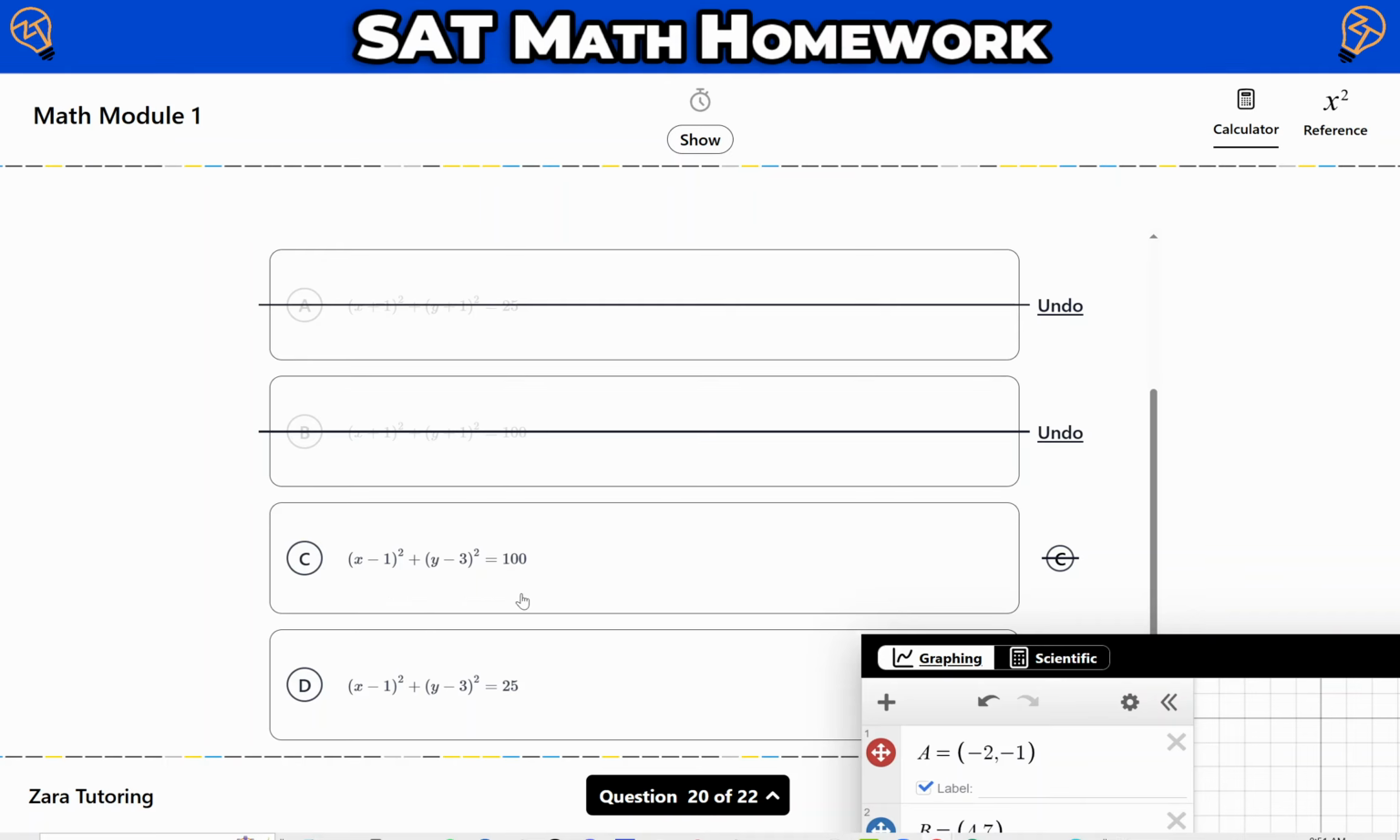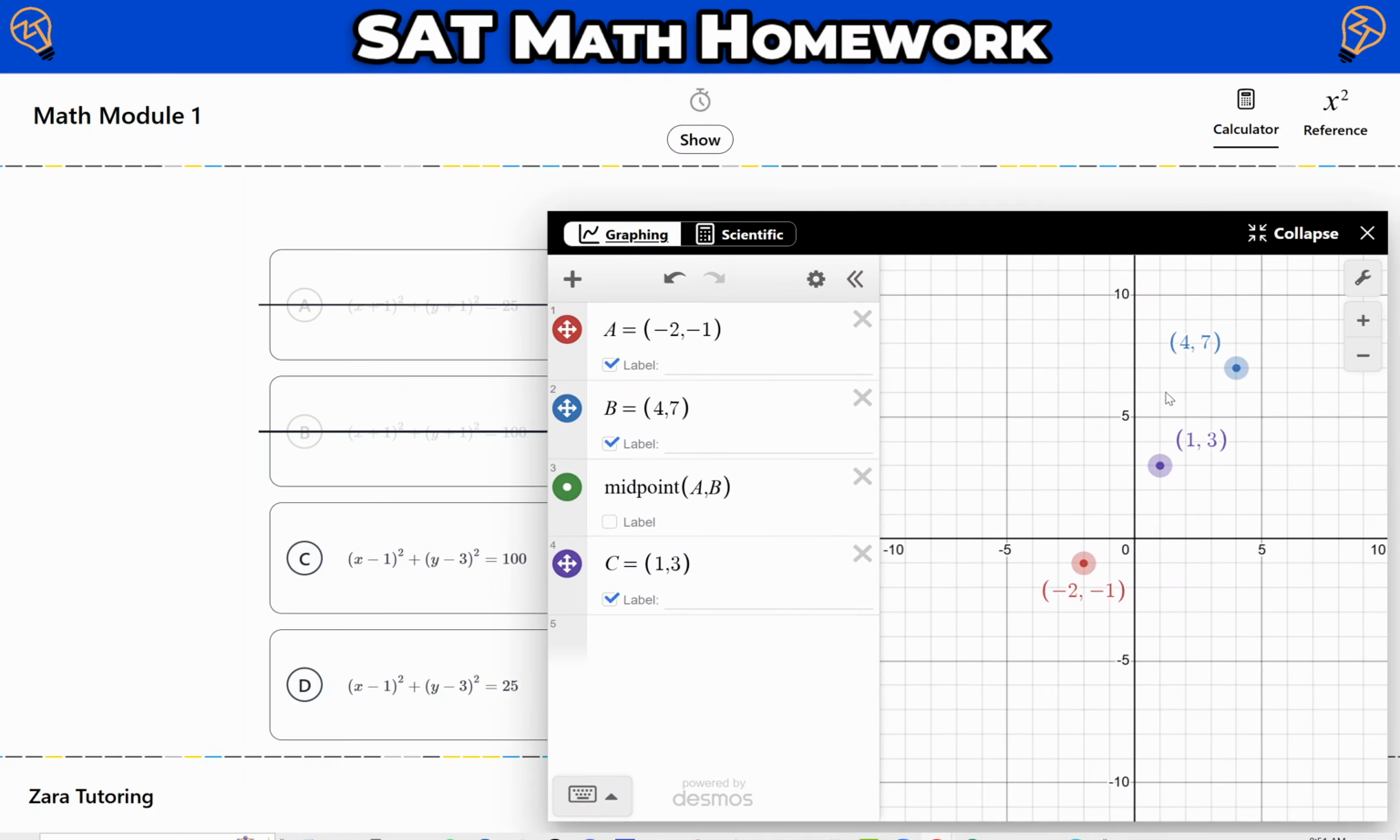And then these both have negative 1, negative 3. So what's the difference between the two? Well, it's what we have on the right side of the equal sign. And we know it should be the radius squared. So first we have to find the radius and then square it. Well, the radius is the distance from the center to any point on the circle. So I could really find the distance between the center and either this point or this point.